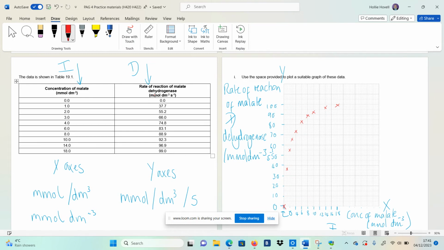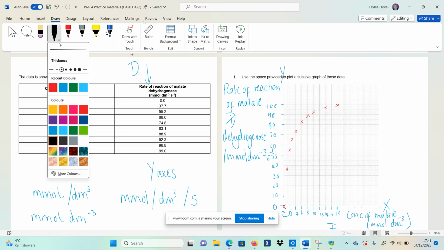Then the last thing you need to do is a line of best fit. Now, sometimes lines of best fit in biology are straight lines and sometimes they're curved, and you need to be able to make the judgment of what's appropriate for each graph. Now, it's clear here that this graph is not a straight line. It's very clear that it's a curve.